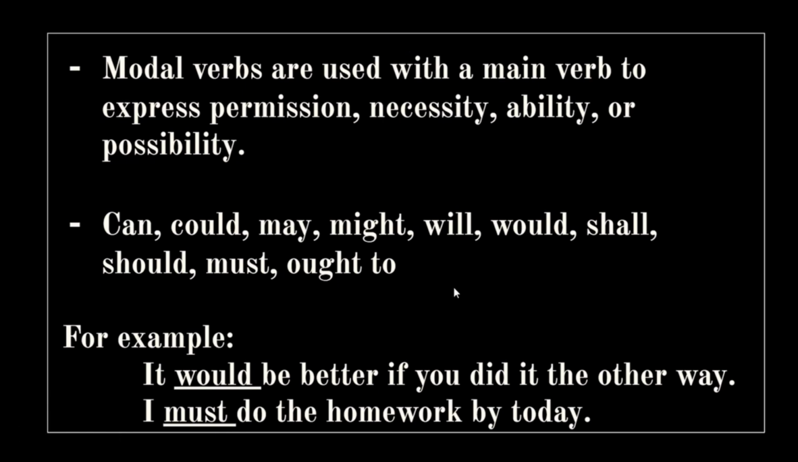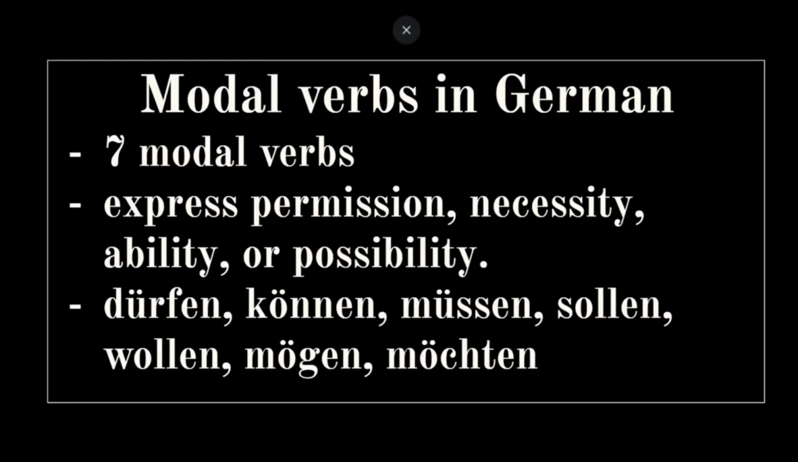Now that we understand modal verbs and how they function in English, let us try to understand the modal verbs in German. In German, we call modal verbs Modalverben. And in German, there are 7 modal verbs. And again, they express either permission, necessity, ability, or possibility. They are again helping verbs, that is Hilfsverben. And then they work along with the main verb, which is called Hauptverb. Haupt means main and verb.